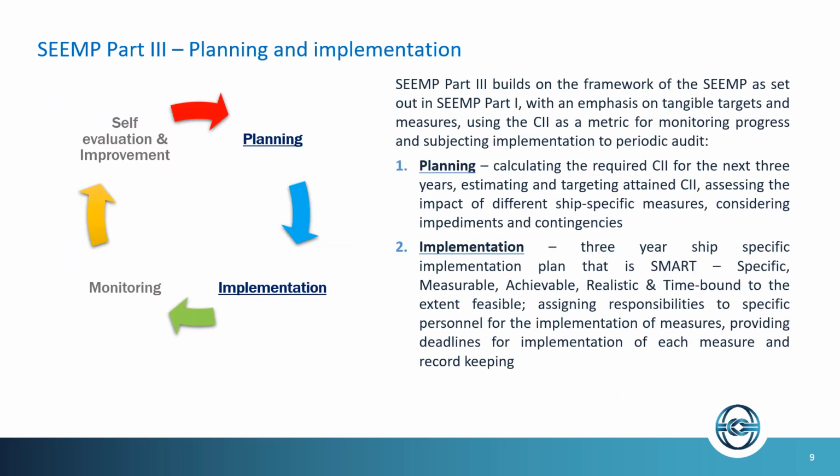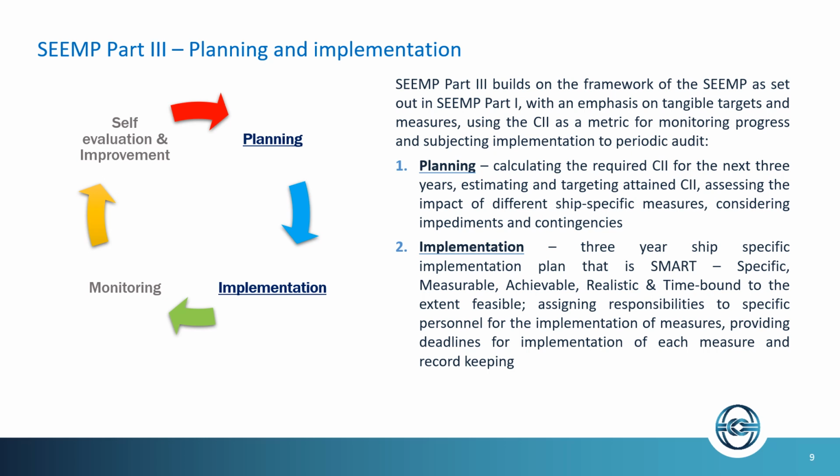SEEMP Part III builds on the framework of the SEEMP as set out in SEEMP Part I, with an emphasis on tangible targets and measures, using the CII as a metric for monitoring progress and subjecting implementation to periodic audit. The first stage of the SEEMP is planning, and this includes calculating the required CII for the next 3 years, estimating and targeting attained CII, assessing the impact of different ship-specific measures, and considering impediments and contingencies.